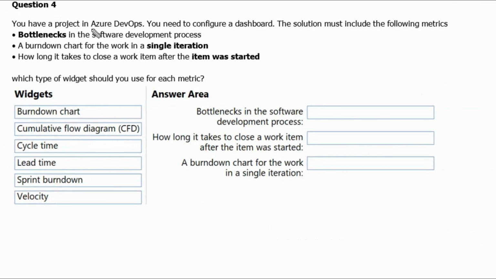Question 4. You have a project in Azure DevOps. You need to configure a dashboard. The solution must include the following metrics. First metric is bottlenecks in the software development process. So the widget should show us the bottleneck in the software development process. Second metric is a burn down chart for the work in a single iteration, means in one sprint. Third metric is how long it takes to close a work item after the item was started, means after the item got activated. Which type of widget should you use for each metric?